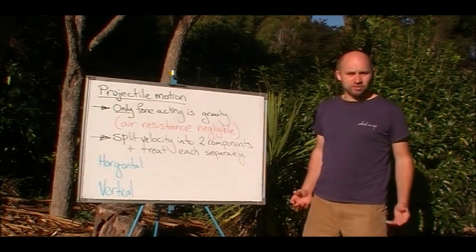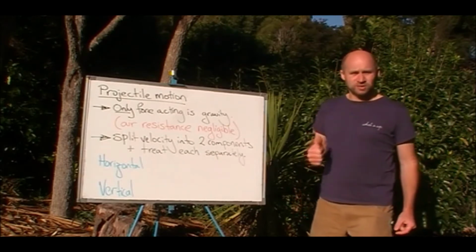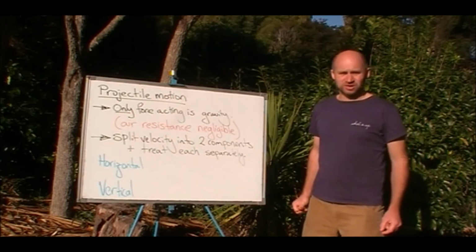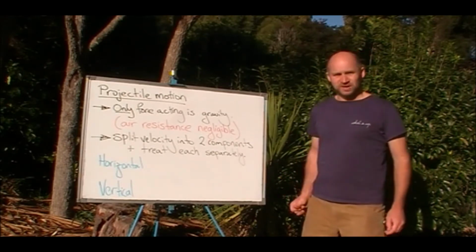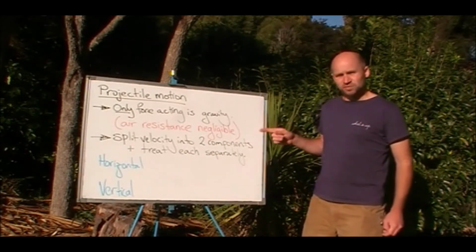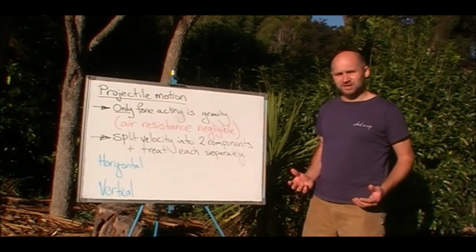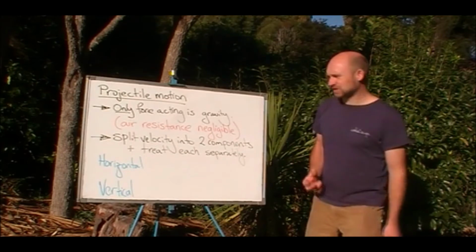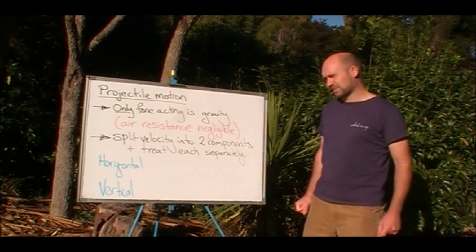For instance, an aeroplane is not a projectile. Yes, it's got gravity acting on it, but it also has the lift force from the wings acting on it. Same for a bird, same for a rocket. However, something like a basketball flying through the air, we assume that the air resistance is negligible on it, and that lets us solve problems about it 99% correctly by assuming that the only force acting is gravity.